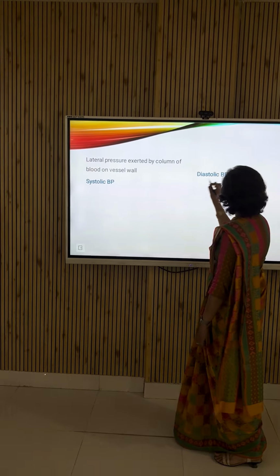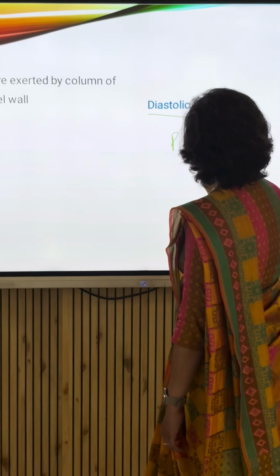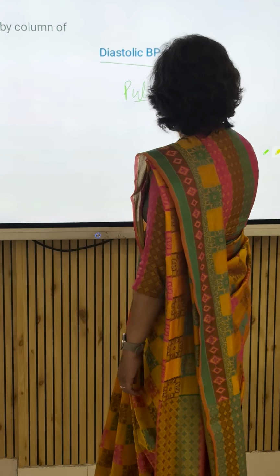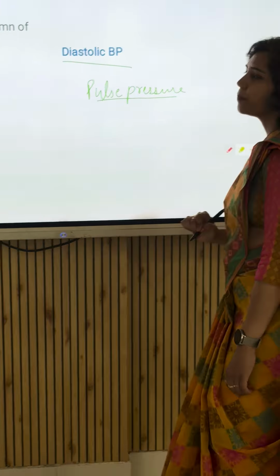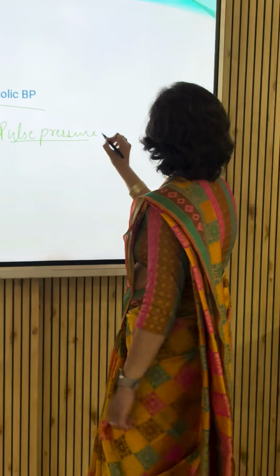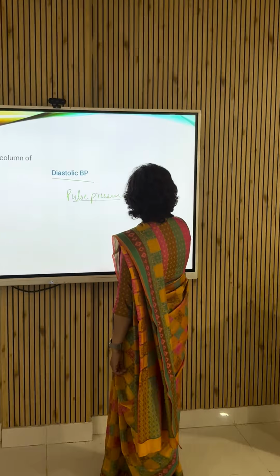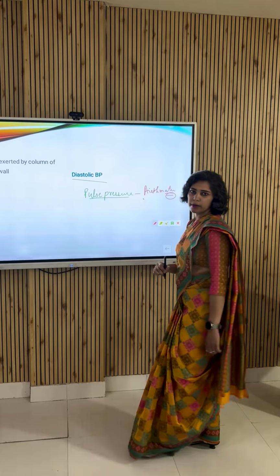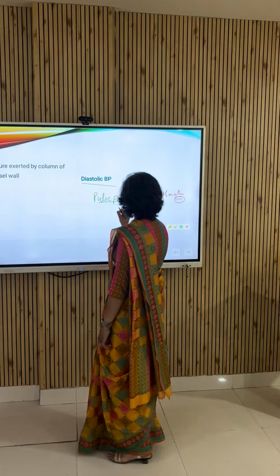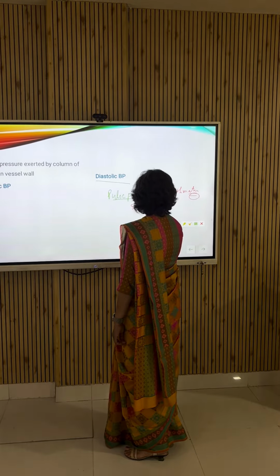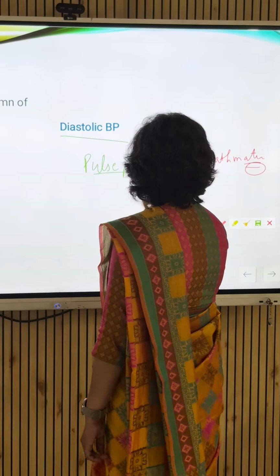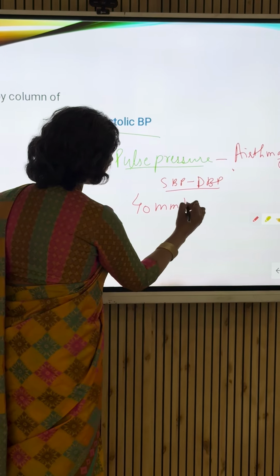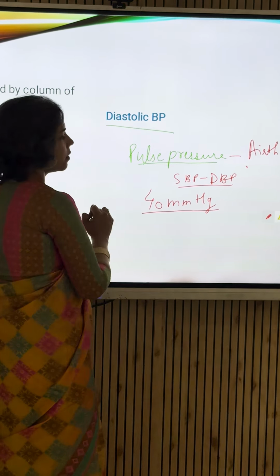After that, there is another term called pulse pressure. Now what is pulse pressure? Pulse pressure is the arithmetic difference between systolic and diastolic blood pressure. So it can be written as systolic blood pressure minus diastolic blood pressure. And the normal value is around 40 mmHg.